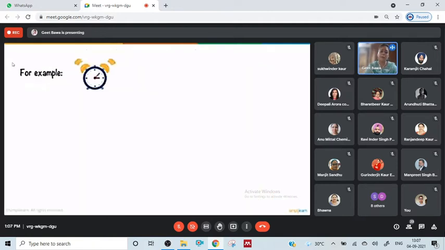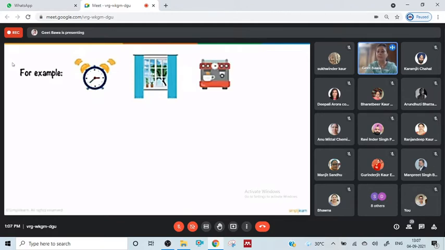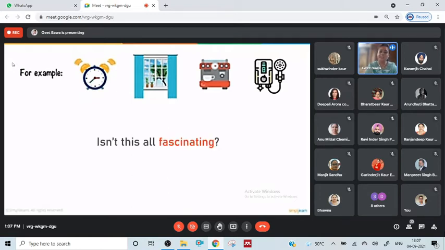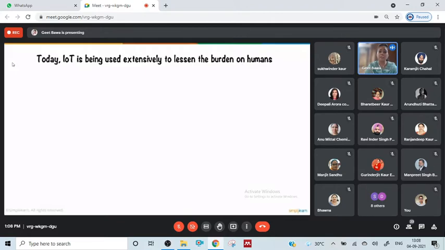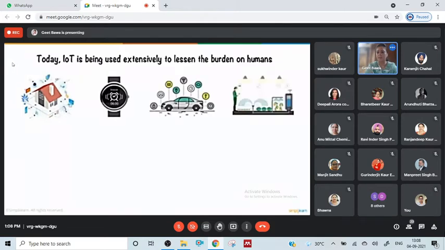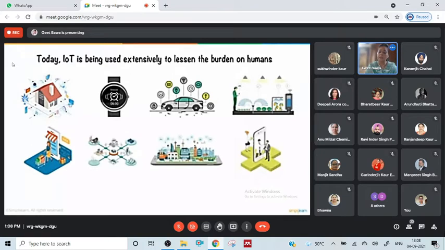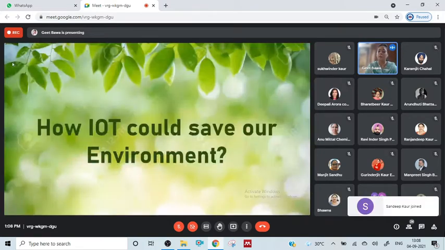For example, in the morning, our doorbell rings, and it is sending the signal to our window blind to open. The window blind is sending the signal to the coffee maker machine to make a coffee for us. The coffee maker machine is sending the signal to the electric geyser to turn on. So isn't that fascinating? Yes, it is. Today, IoT is being used extensively to lessen the burden on humans. IoT could be used in smart homes, smart gadgets, smart cars, smart farming, smart retail, smart grids, smart industry, and smart health. Now the question is how IoT could save our environment.